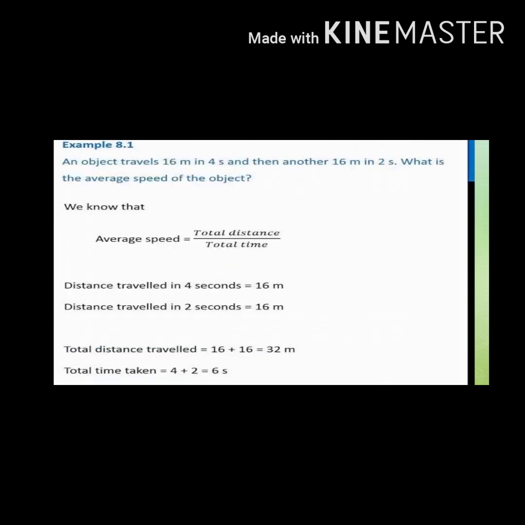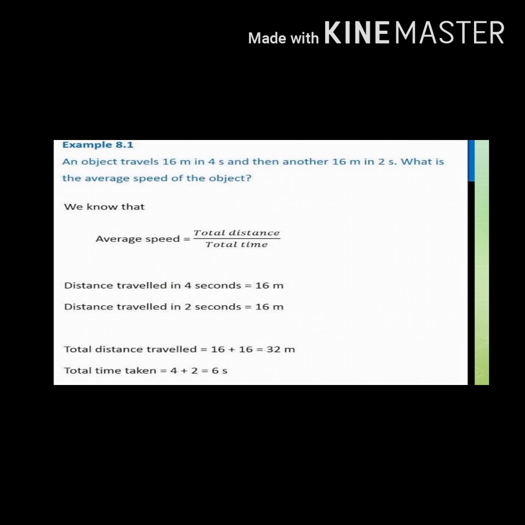Now let us do another problem. An object travels 16 meter in 4 seconds and then another 16 meter in 2 seconds. What is the average speed of the object? We know that average speed equals total distance by total time. Distance traveled in 4 seconds equals 16 meter and distance traveled in 2 seconds equals 16 meter.